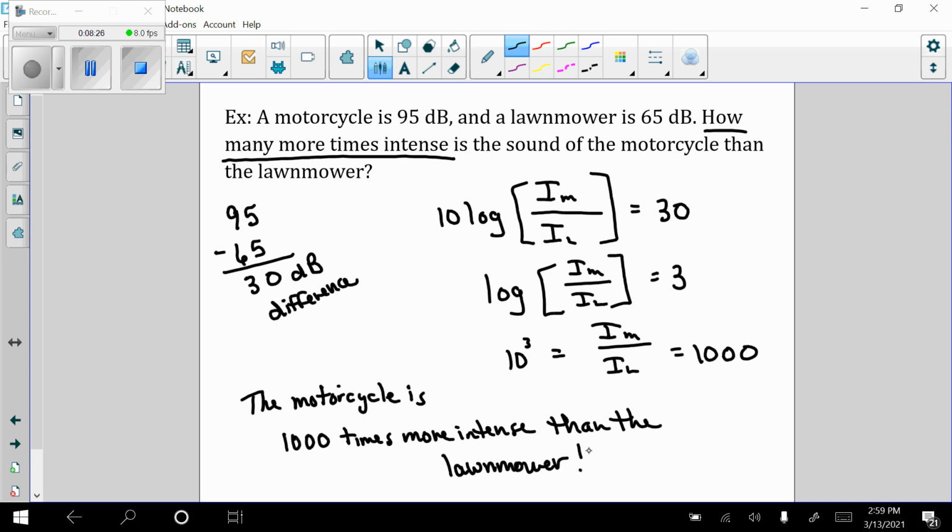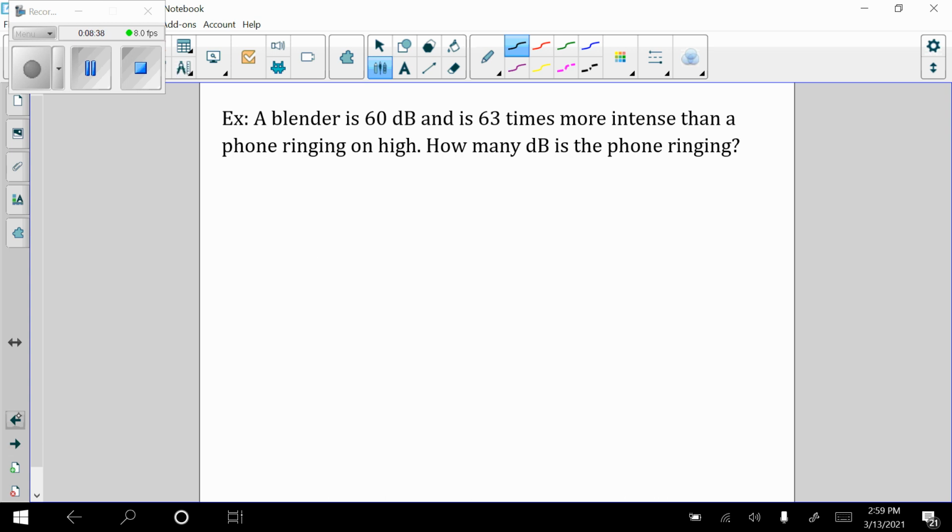So we all know that motorcycles typically would be much louder than a lawnmower. Okay, a couple more, I think. Okay, so here I'm giving you the intensity level. The ratio of that is 63 times more intense. Okay, so the blender has 60 decibels and is 63 times more intense than a phone ringing on high.